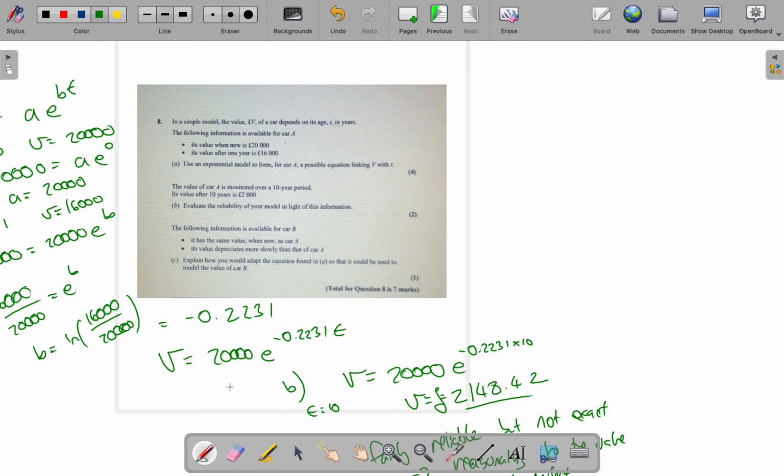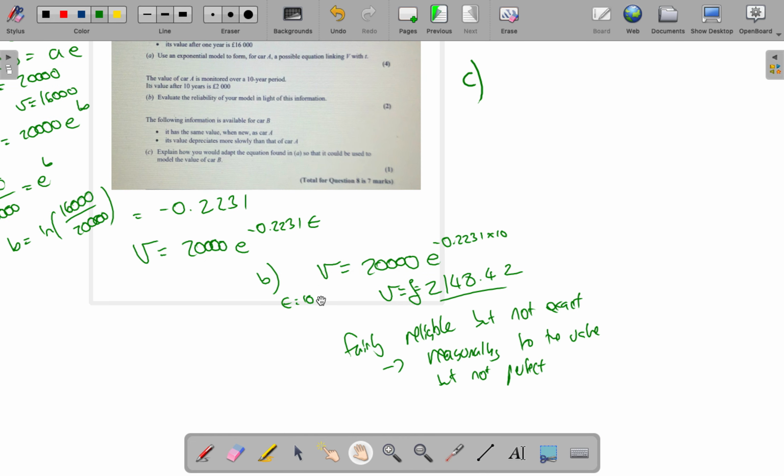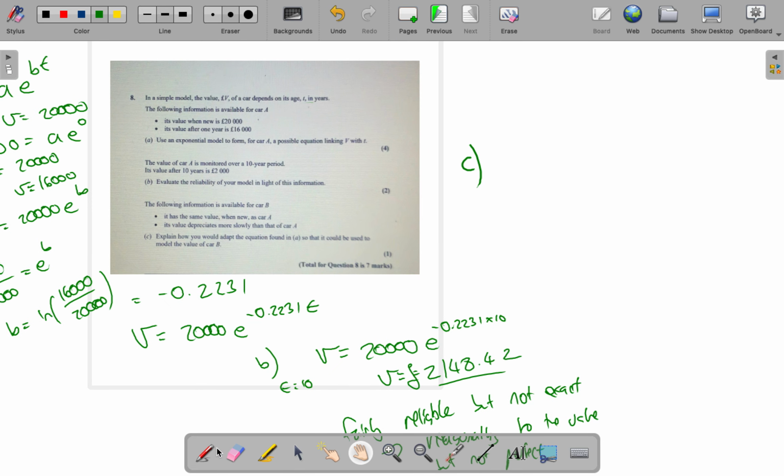Okay, and then in part C, explain how you would adapt the equation found in A so that it could be used to model the value of car B. Also, just to point out part B as well, we're getting a bigger time range here, so of course it's not going to be a perfect model. So the fact that it still matches reasonably well is quite a good indication. Part C, explain how you would adapt the equation in part A so it could be used to model the value of car B, where car B has the same value but depreciates more slowly.